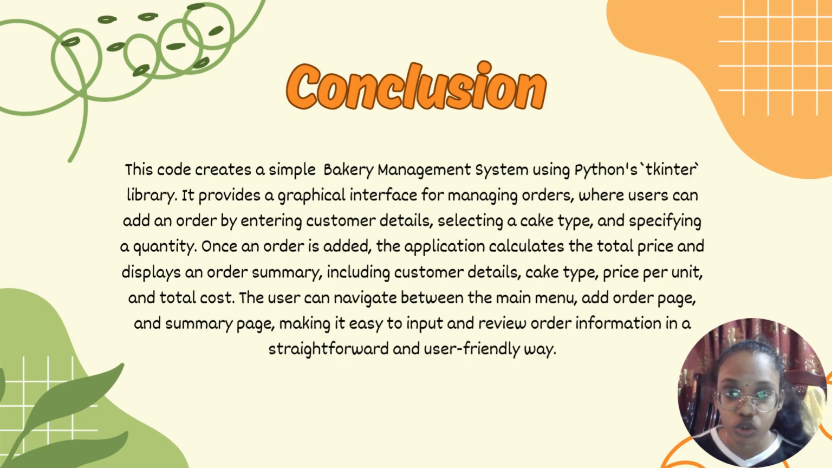Okay, the conclusion is this code creates a simple bakery management system using Python's tkinter library. It provides a graphical interface for managing orders where users can add orders by entering customer details, selecting a cake type, and specifying a quantity. Once an order is added, the application calculates the total price and displays an order summary, including customer details, cake type, price per unit, and total cost. The user can navigate between the main menu, add order page, and summary page, making it easy to input and review order information in a straightforward and user-friendly way. Thank you.